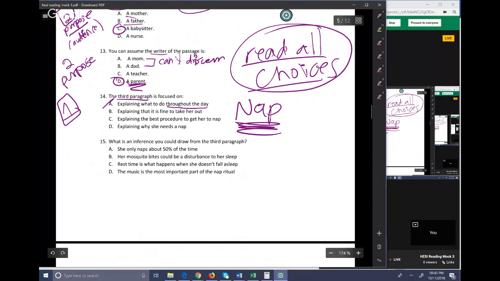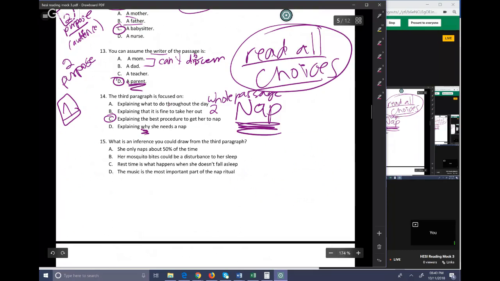Explaining it's fine to take her out was paragraph 2. This was really kind of the whole thing, whole passage. So A was the whole passage. B was paragraph 2. The best procedure to get her to nap is a great answer. Explaining why she needs a nap. So C and D are obviously both about the nap. They really didn't explain why she needs a nap, so that wouldn't be a good answer.